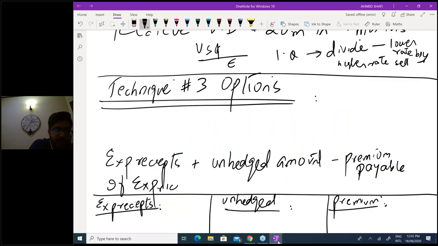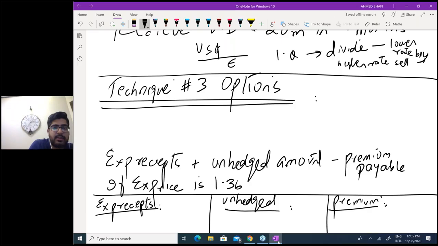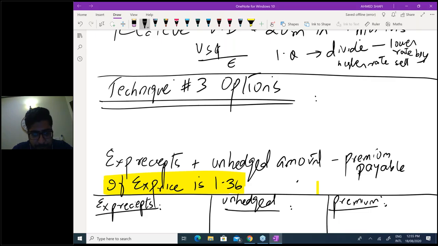If exercise price is 1.36, okay, I will be doing the first exercise price. It's 1.36, okay. Just get the concept. Second exercise price has to be done by you yourself, okay.